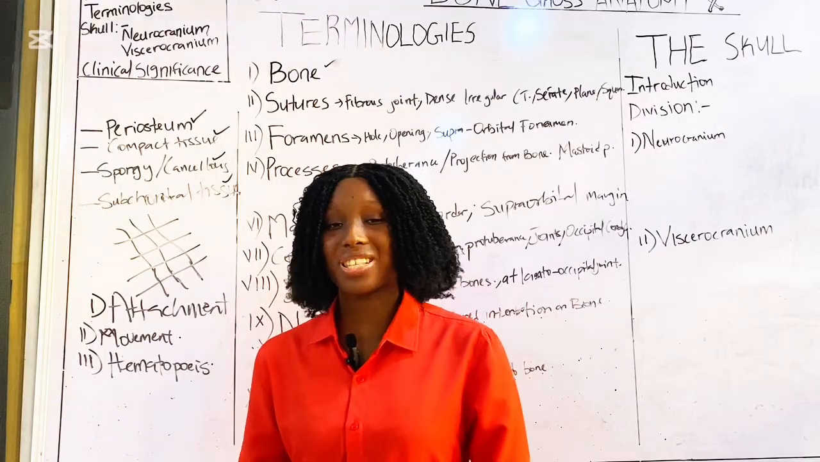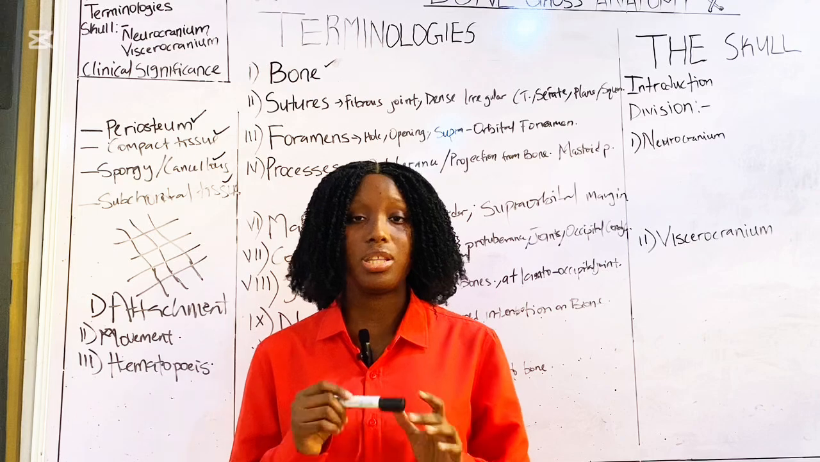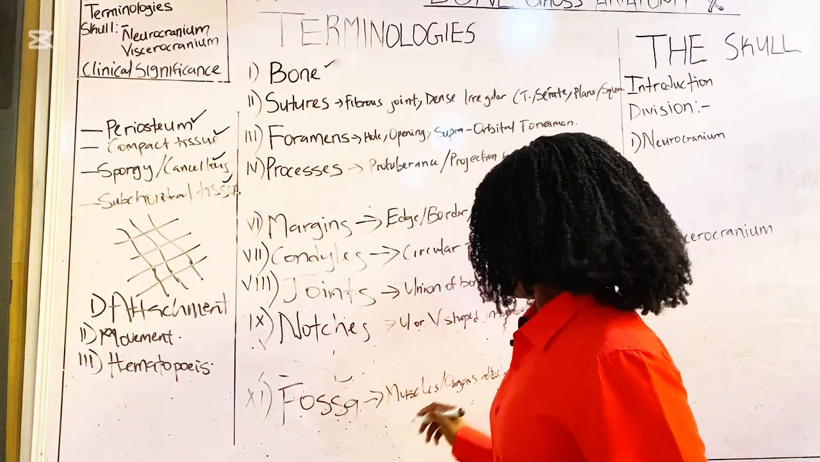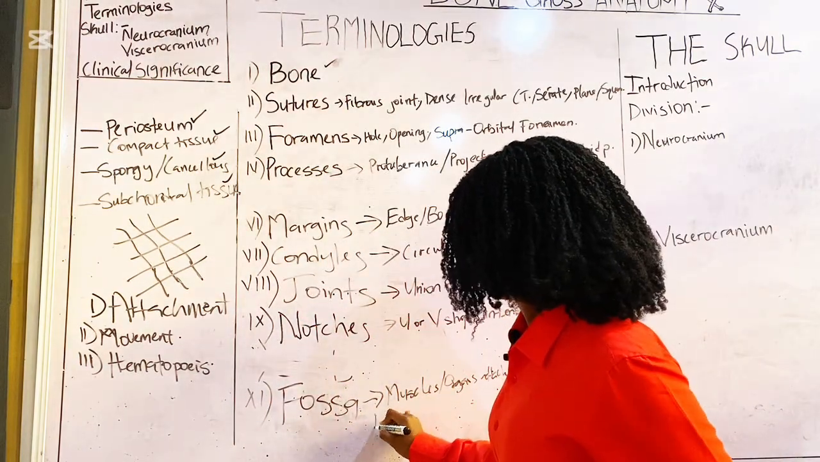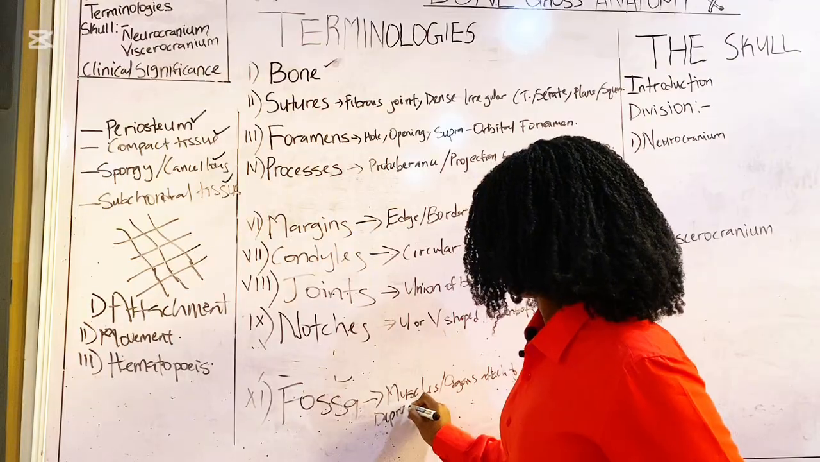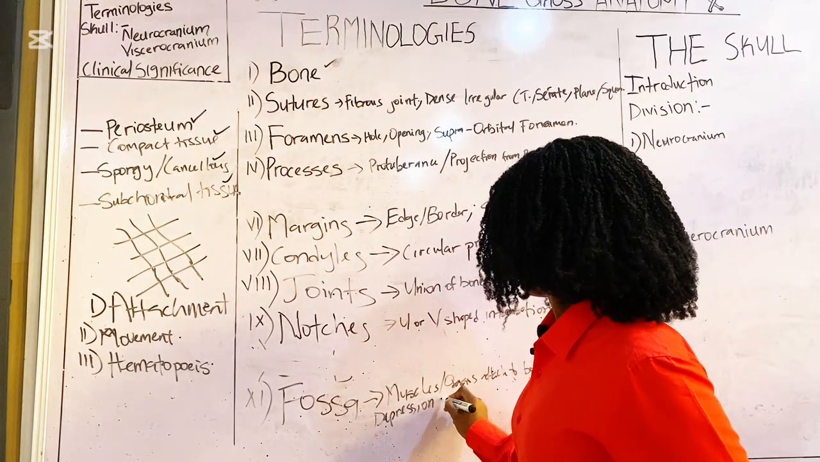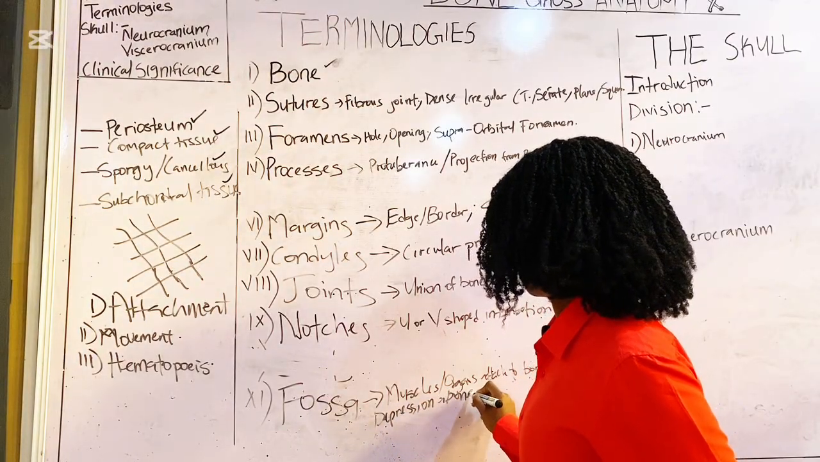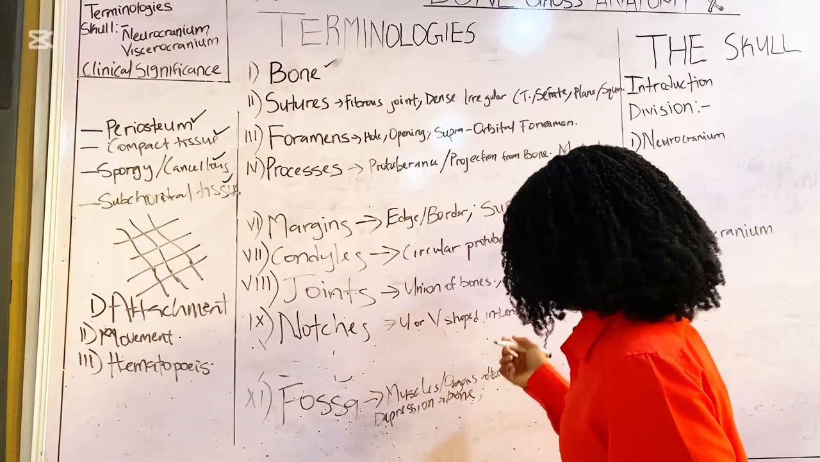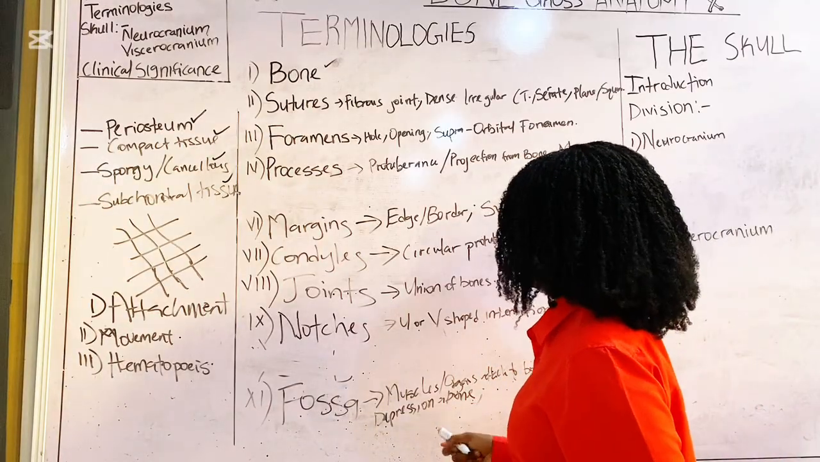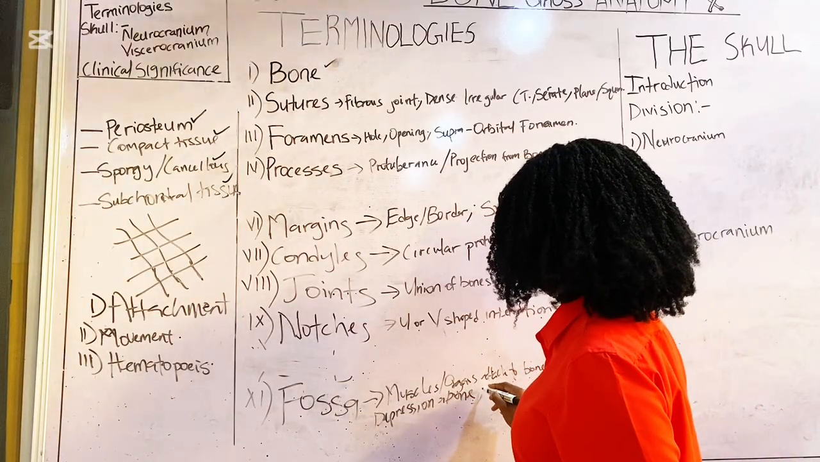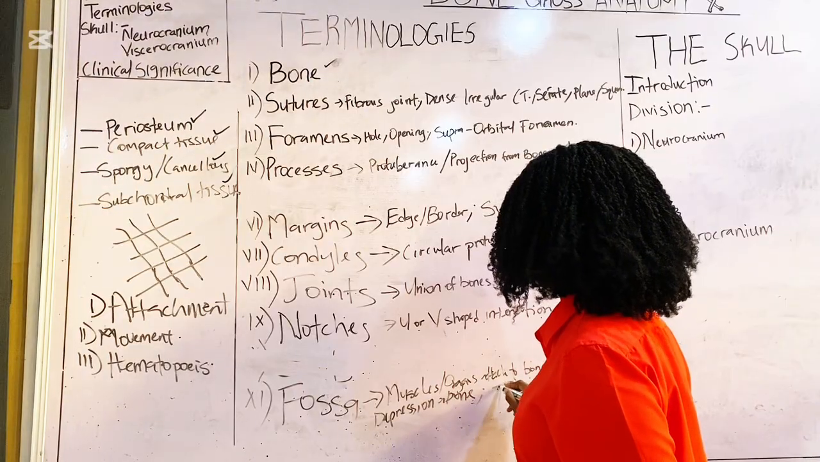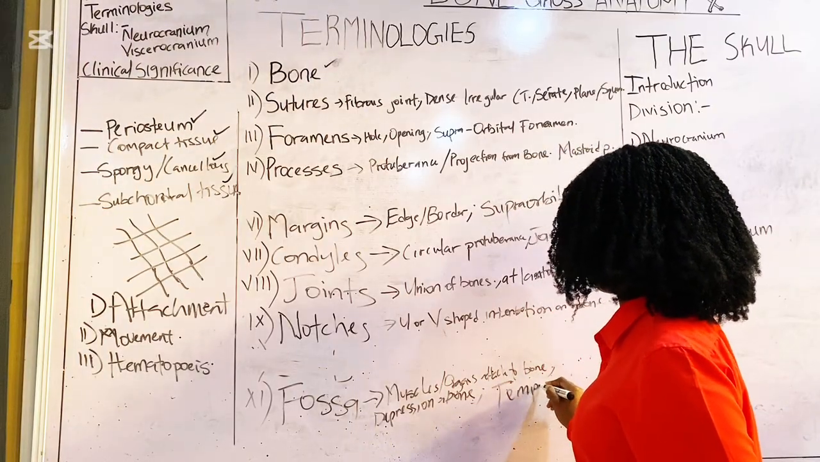For the skull, the example of fossa we're going to be using today will be the temporal fossa. So I said it is a depression on a bone with the purpose of muscle attachment, or in a few cases organs or different tissue attachment, and our example for today is going to be the temporal fossa.